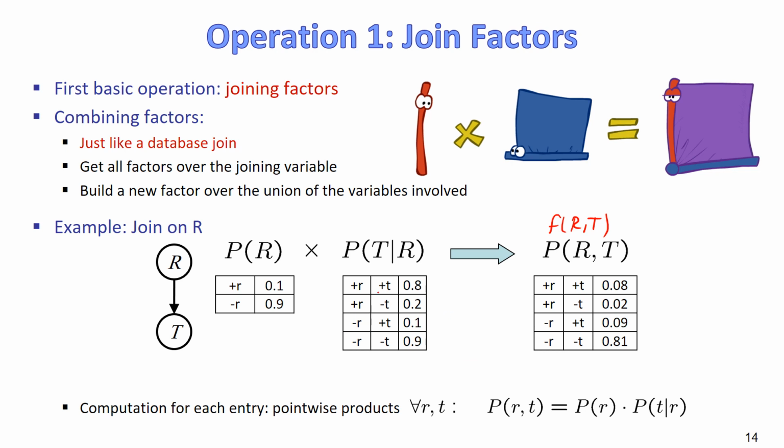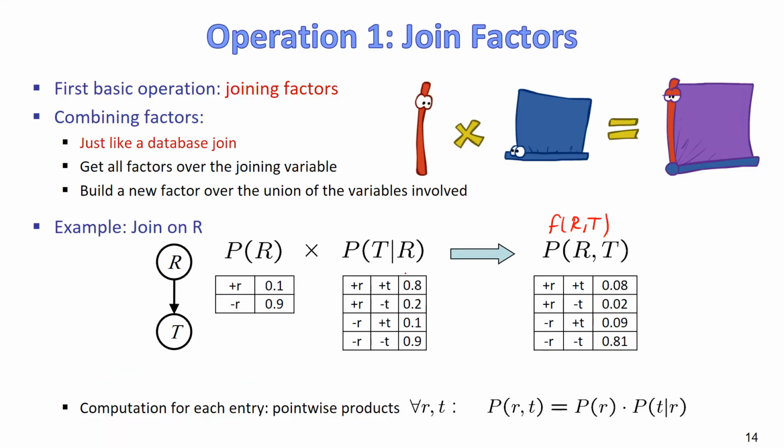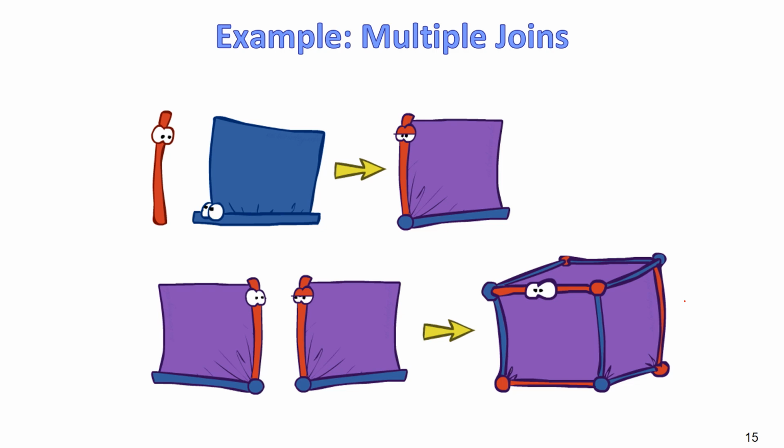Any questions about how we do the joining? Is it clear? Okay, good. So we call the new factor, we indicate it by a node that has the variables here, that's R and T. So instead of having R pointing to T, here we have now R and T only. So that's joining.